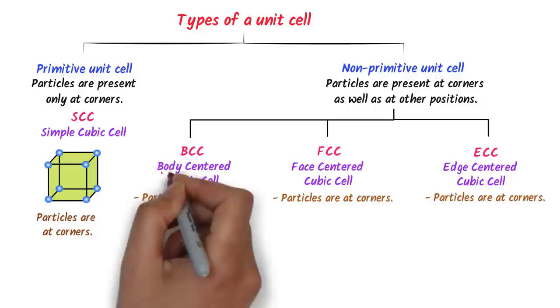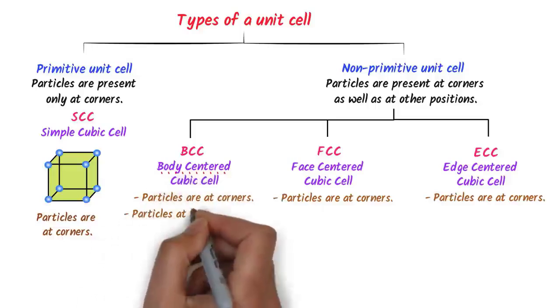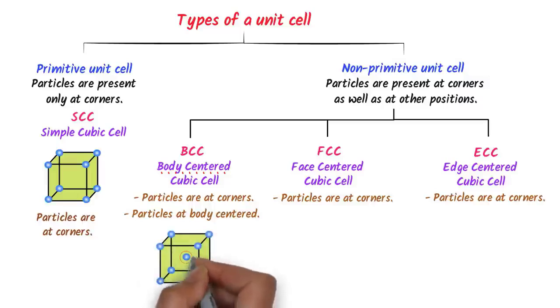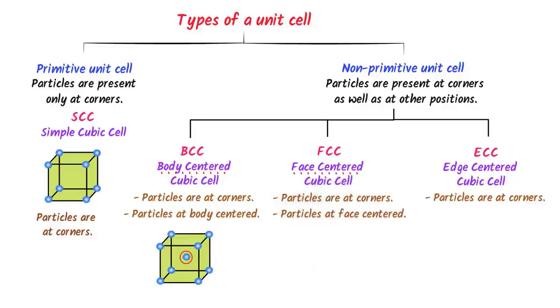Now there is a word body-centered. So particles are also present at body center. For example, consider this unit cell. Here, particles are present at corners as well as at body center. Secondly, there is a word face-centered. So particles are also present at face center. For example, consider this unit cell. Here, particles are present at corners as well as at face center.